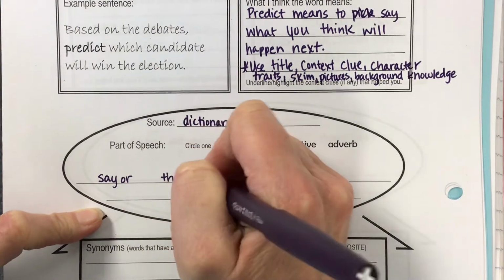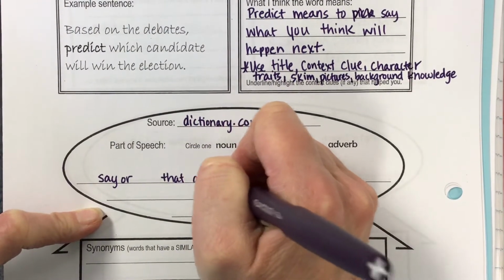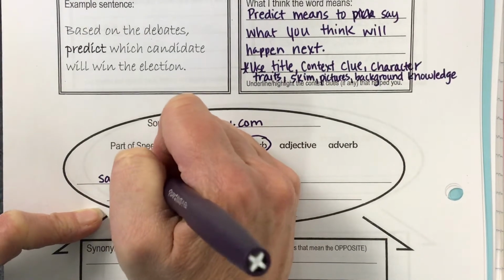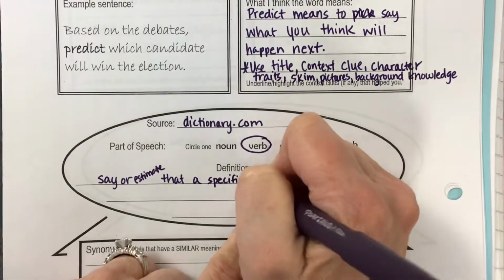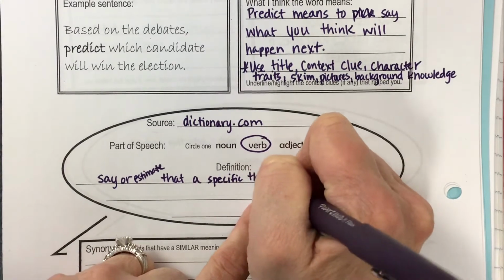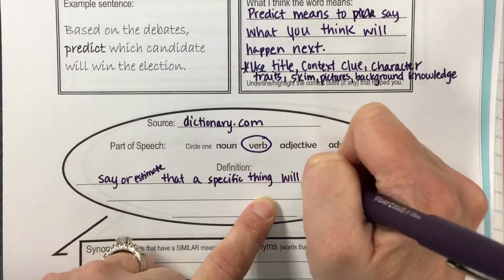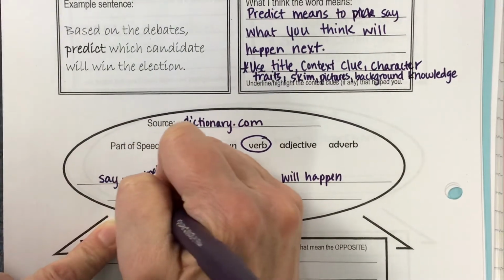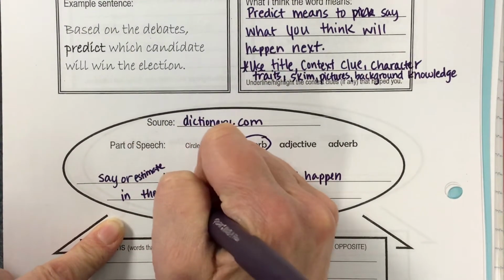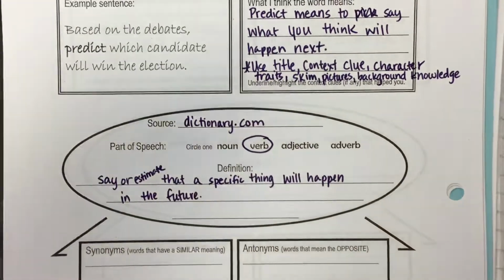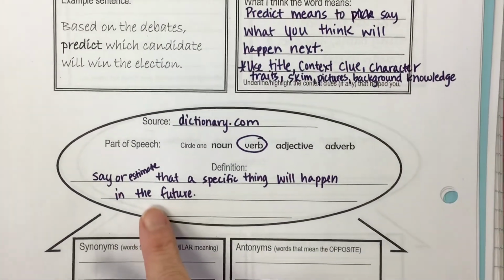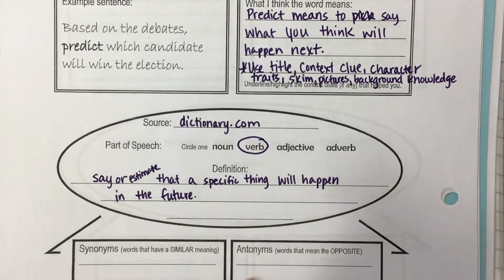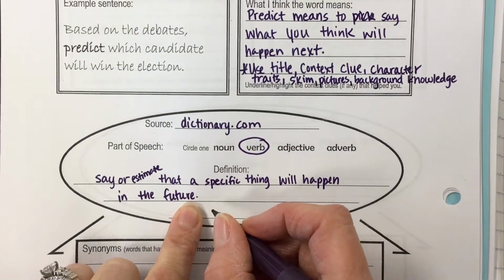Say or what? What was the third word? Estimate. That a specific thing will happen in the future. Is that all? Okay, it's okay. Noah, is that the definition that you have? Specific thing that will happen in the future or will be a consequence of something.